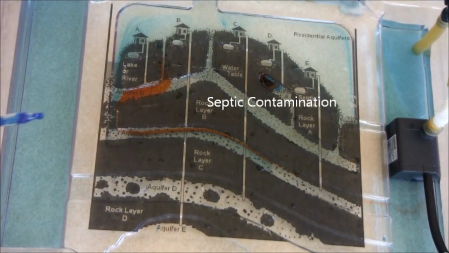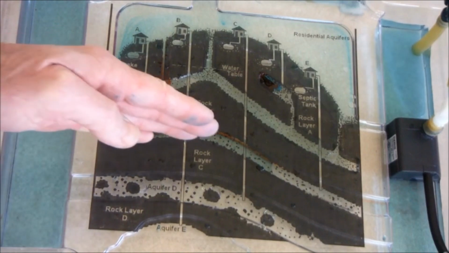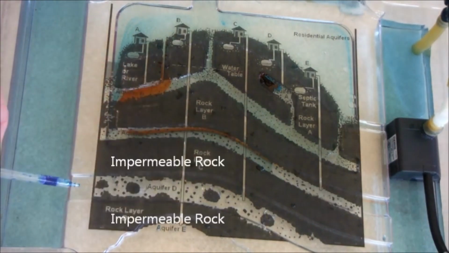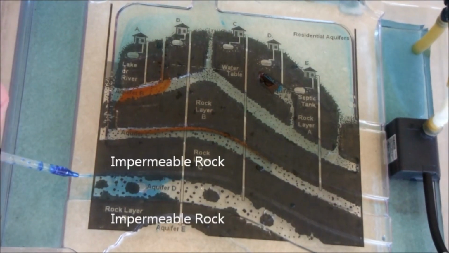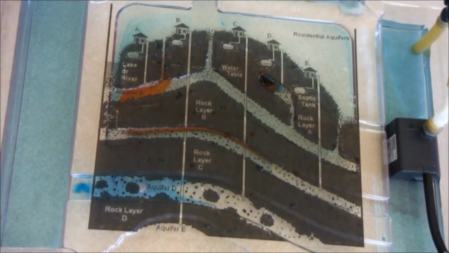Aquifers that are deep in the ground and protected by impermeable layers, such as this one, are in relatively good shape. If they get polluted, they can cleanse themselves out quite easily because they have a good flow to them.